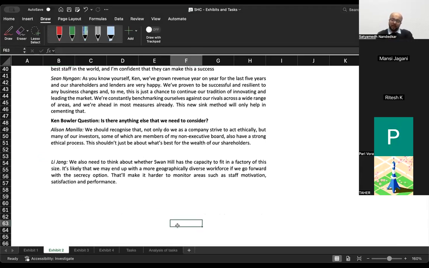We should recognize that not only do we as a company strive to act ethically, but many of our investors, some of which are members of my non-executive board, also have a strong ethical process. This shouldn't just be about what's best for the wealth of our shareholders. We also need to think about whether Swanhill has the capacity to fit in a factory of this size. It's likely that we may end up with a more geographically diverse workforce if we go forward with the secrecy option. That will make it harder to monitor areas such as staff motivation, satisfaction, and performance.